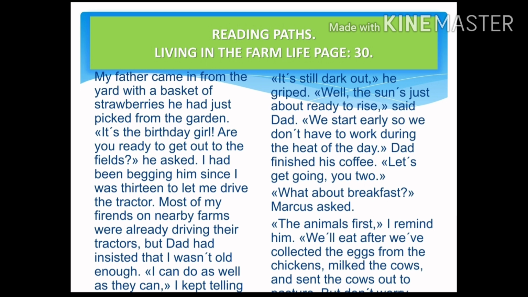What about breakfast? Marcus asked. The animals first, I reminded him. We'll eat after we've collected the eggs from the chickens, milk the cows, and send the cows out to pasture. But don't worry, Mom will have breakfast waiting for us when we're done. My mother smiled and winked at Marcus. Marcus nervously followed us out to the yard.